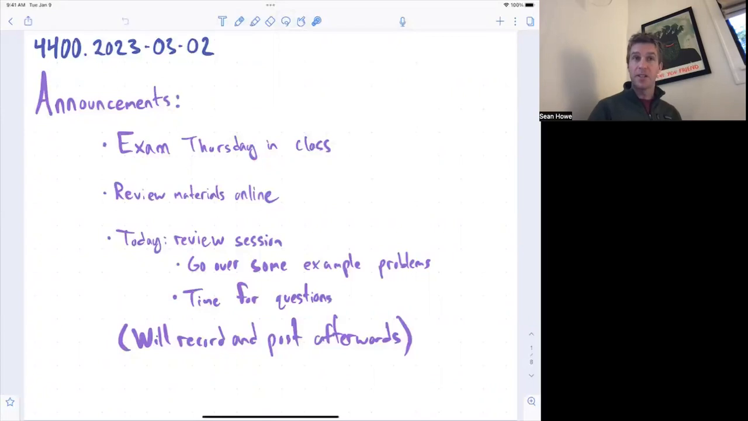Just like the last exam, the exam is only an hour long, so it doesn't take the whole class period. It'll start a little bit after the start of class, but do try to get there on time so you have your full hour to work on the exam.